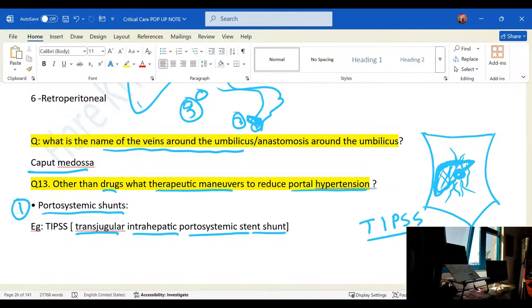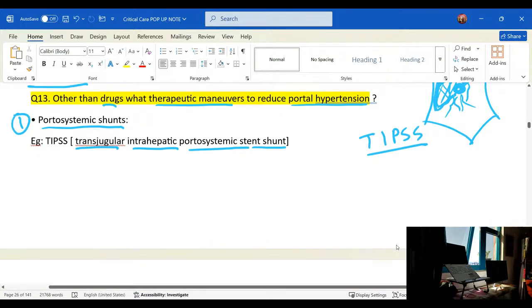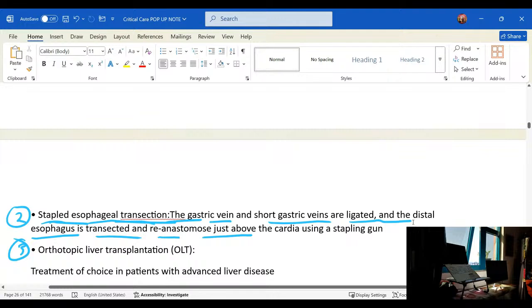Transjugular intrahepatic portosystemic stent shunt, TIPS, and stapled esophageal transection. The gastric vein and the short gastric veins are ligated, and the distal esophagus is transected and re-anastomosed just above the cardia using a stapling gun. Stapled esophageal transection and orthotopic liver transplant.